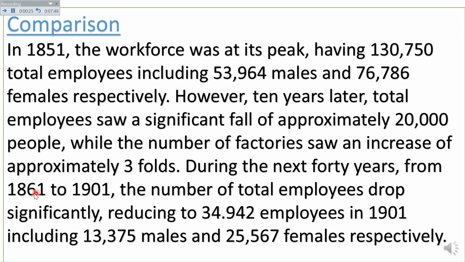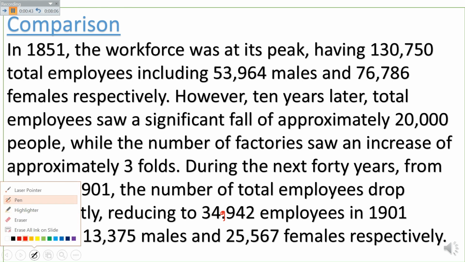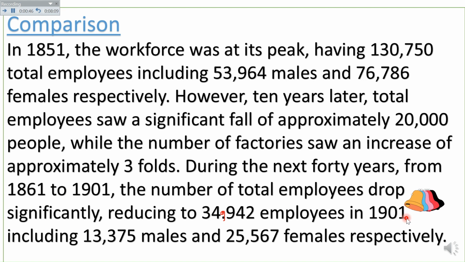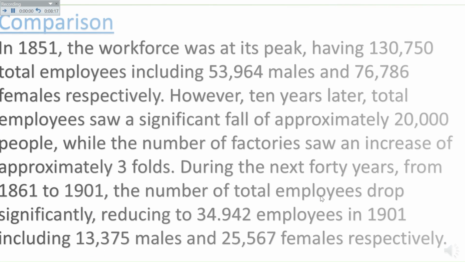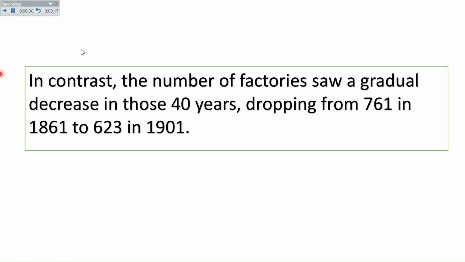During the next 40 years, from 1861 to 1901, the number of total employees dropped significantly, reducing to 30,952 employees in 1901, including 30,375 males and 20,565 females respectively. It should be the comma here, guys, not a full stop. In contrast, the number of factories saw a gradual decrease in those 40 years, dropping from 75 in 1861 to 66 in 1901. So guys, this is the writing task one table.